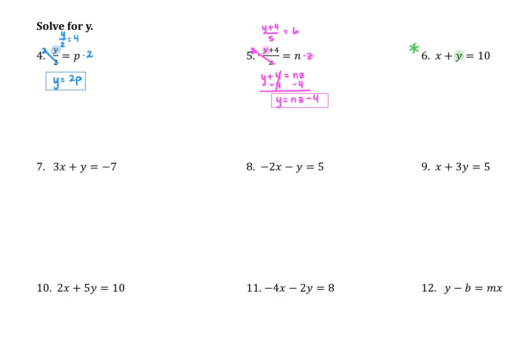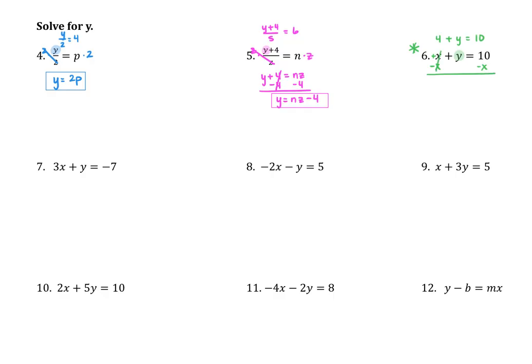So if x was, let's say, 4 plus y equals 10. If I want to get y by itself, remember I have to undo the addition of 4. So I'm going to undo the addition of x. It's positive, so I subtract x.